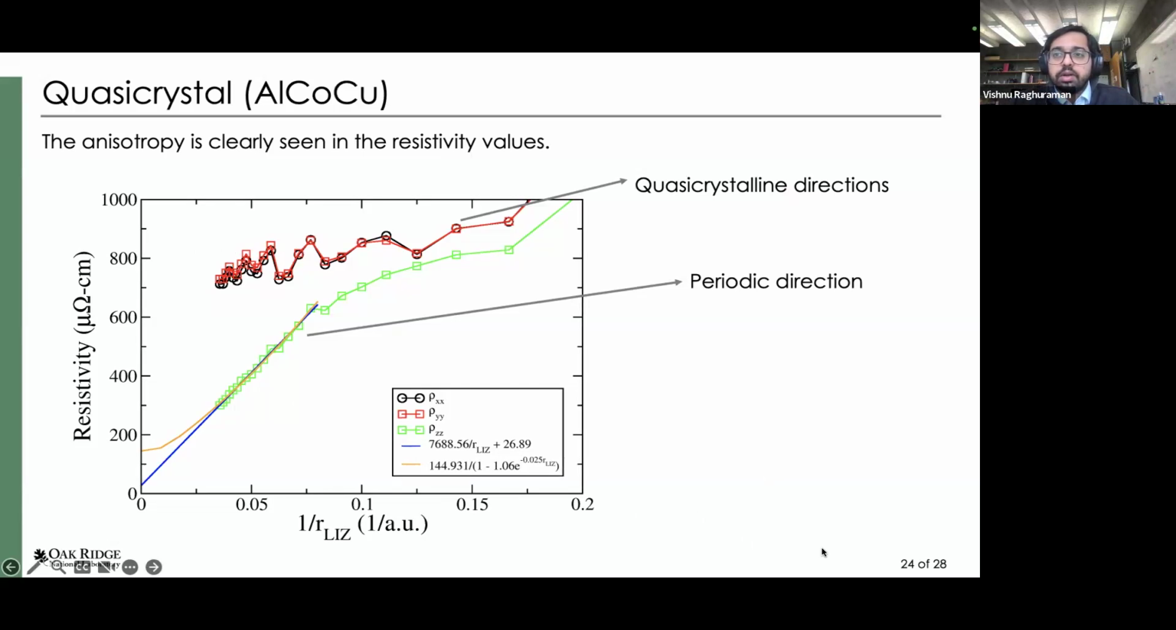I'm still looking for some experimental paper. I did find an experimental result, but it's at a significantly different concentration of aluminum, cobalt, copper than the one that we're doing.